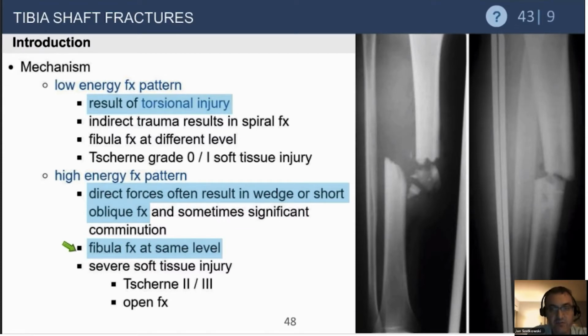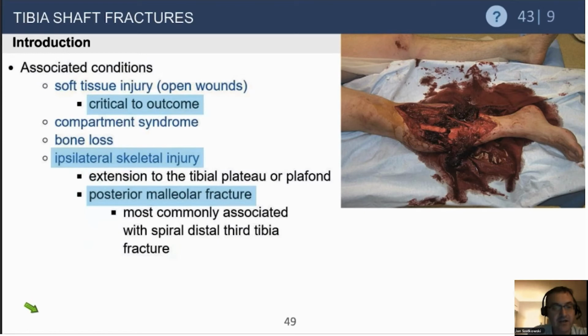Fibular fracture sometimes at the same level. Severe soft tissue injury, 2 or 3, sometimes an open fracture. So be on the lookout for that, especially high-speed MVAs. As you can see here, this is obviously an open fracture and a high-energy one, right? Comminution, periosteal stripping, lots of muscle damage. Okay, soft tissue injuries are going to be critical to the outcome. Think compartment syndrome. Just because it's an open fracture doesn't mean you're not going to have compartment syndrome. It doesn't mean the compartments were decompressed.